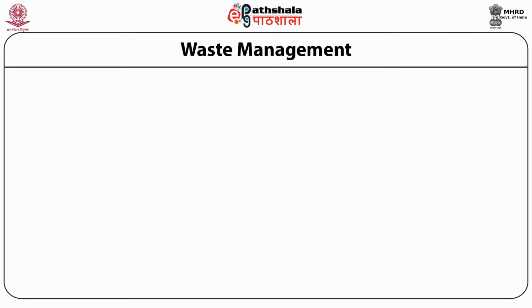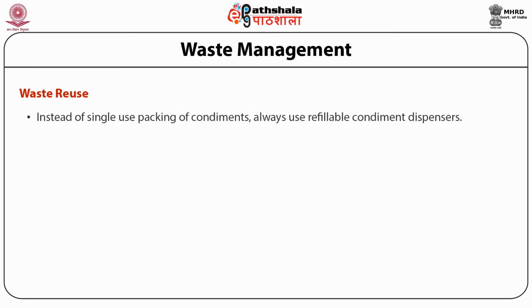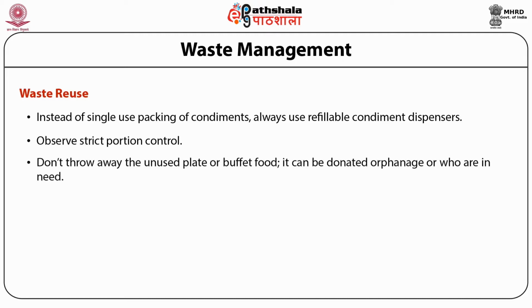The next main point is waste reuse. How can we reuse? Instead of single-use packing of condiments, always use refillable condiment dispensers, which you can open, refill, and then put on the table. Observe strict portion control. Don't throw away the unused plates or buffet food. It can be donated to orphanages or those who are in need. Food waste can be used to make manure or animal food.